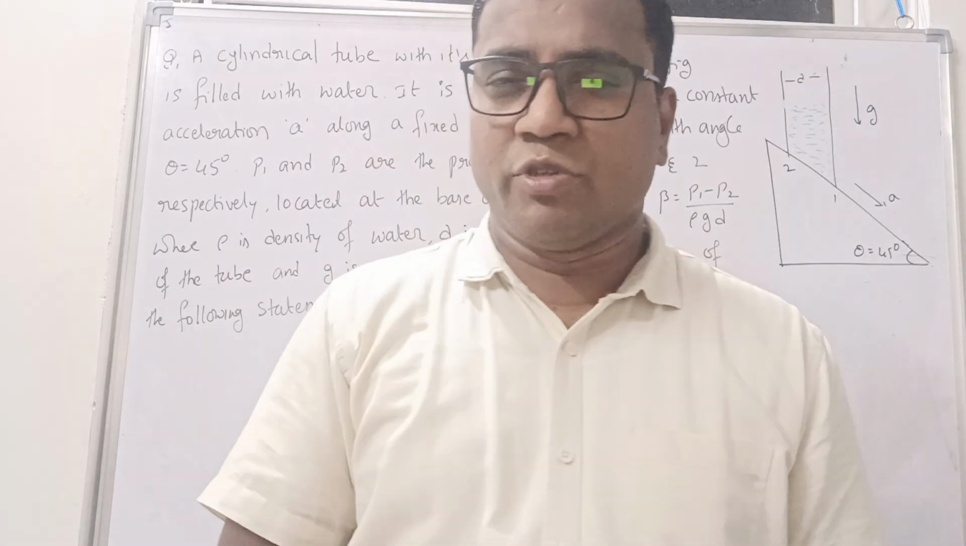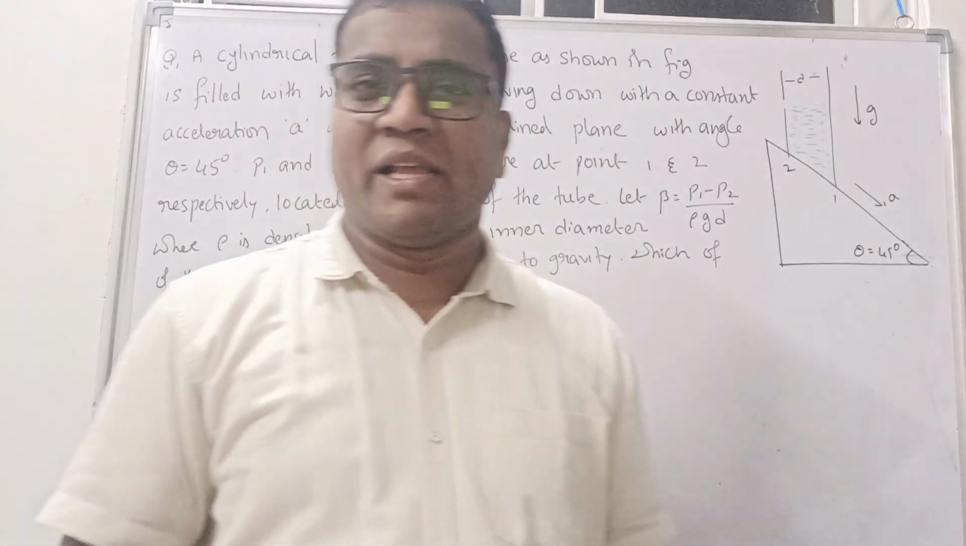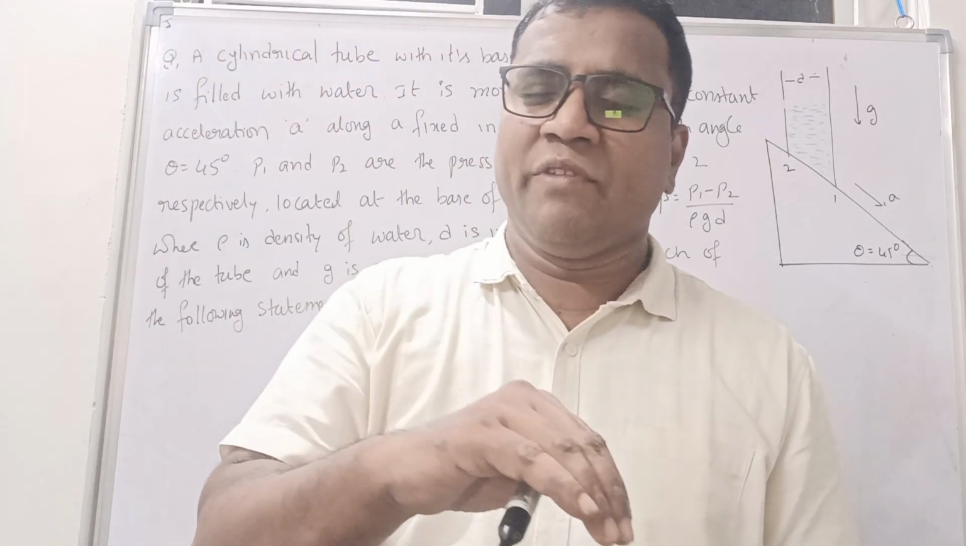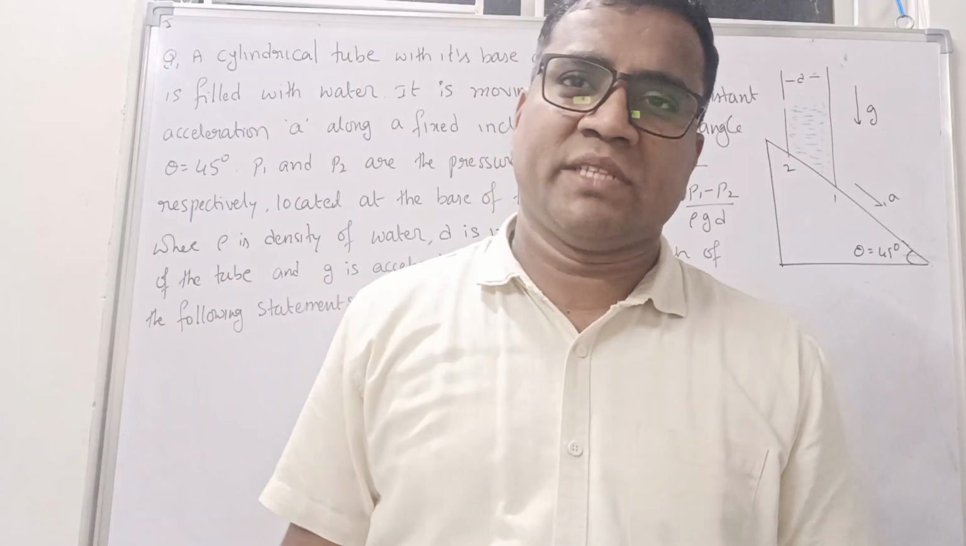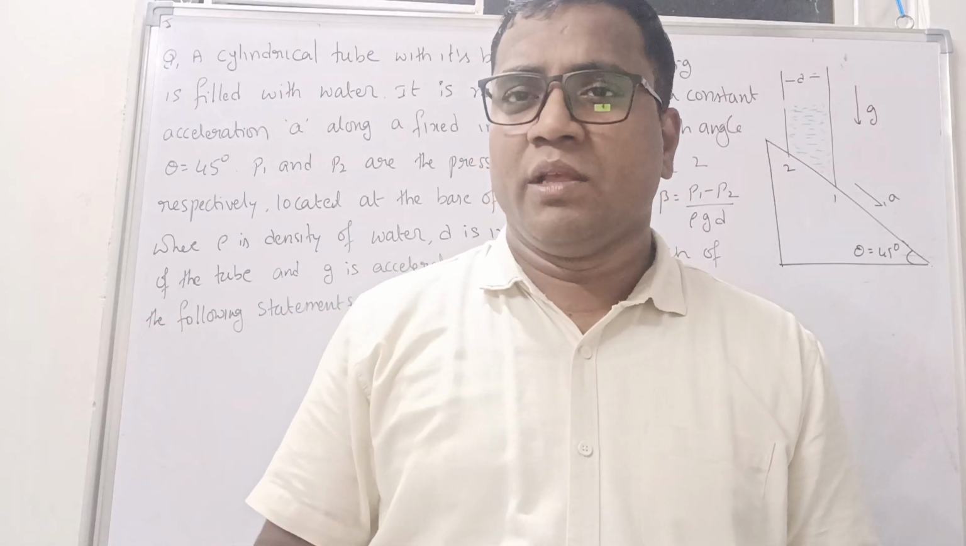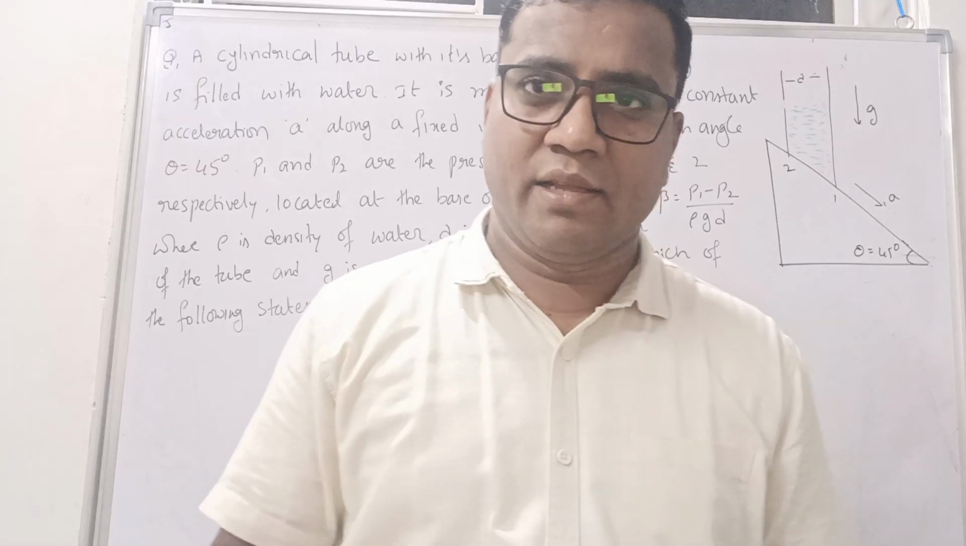Clear? That means the question is nothing but this: one tube is there, it is placed on an incline and it is sliding down with an acceleration A. So here four options are given. In the four options we have to choose the correct one. Clear?